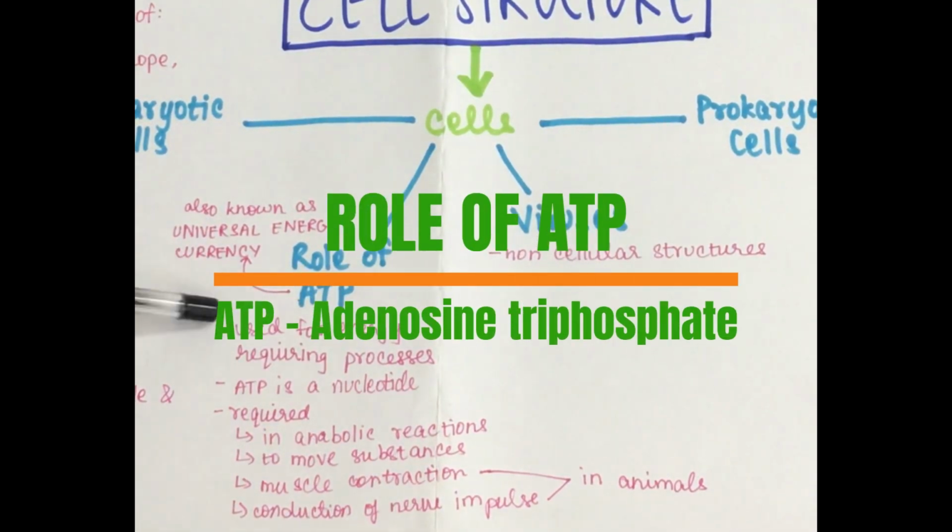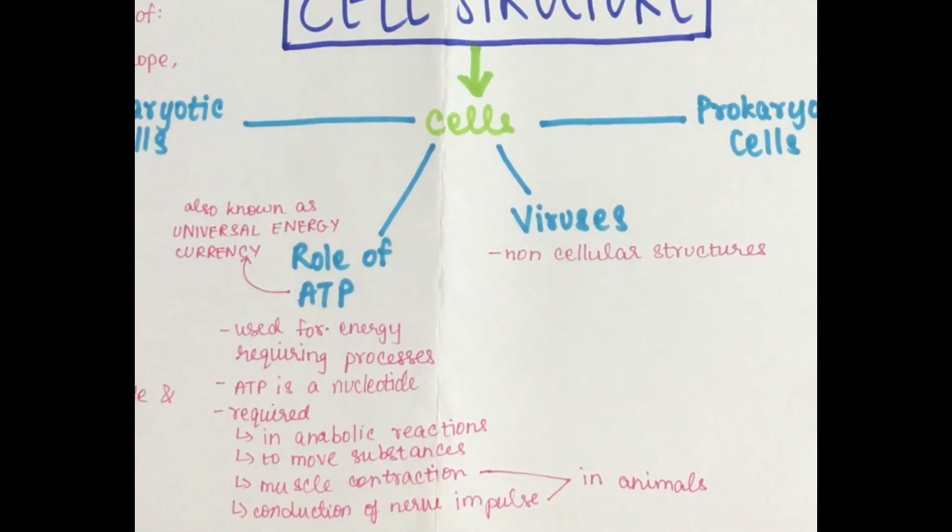ATP plays a vital role in all organisms. This is because all organisms need a constant supply of energy to maintain their cells as well as stay alive. This is why ATP is known as the universal energy currency. You must remember that ATP is a nucleotide and it's required in processes like anabolic reactions, which is basically building larger molecules from smaller molecules, to move substances across the cell membrane and also within the cell. And specifically in animals, the energy provided by ATP is used for muscle contraction and conduction of nerve impulses.